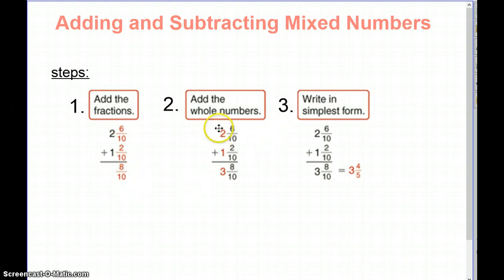Now we're going to go ahead and move over to the whole numbers. Well, this should be super easy for you. 2 plus 1 is 3. So we have 3 and 8/10 as our answer. And some of you might say, oh, I'm done. But those really, really good mathematicians, when you see a problem like this, you're going to recognize, oh, you know what? 3 and 8/10 is not in simplest form. That fraction 8/10 right here, I can simplify that. I can reduce it to an equivalent fraction that is more simplified. So that's our third step. We have to write it in simplest form.